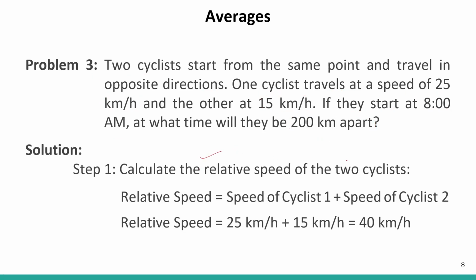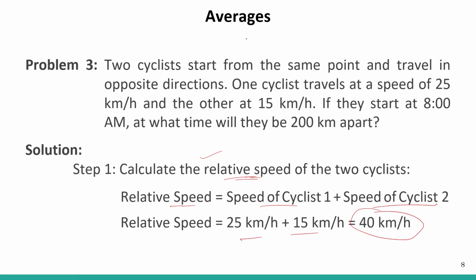Calculate the relative speed of the two cyclists. What will using the relative speed concept make easier here? After calculating the relative speed, you can assume one is stable at a point and the other person is moving at that relative speed. So the calculation becomes very easy. Relative speed will be the speed of cyclist 1 plus the speed of cyclist 2. So that is 25 plus 15, equal to 40 kilometer per hour. Just 40 kilometer per hour will be the relative speed.